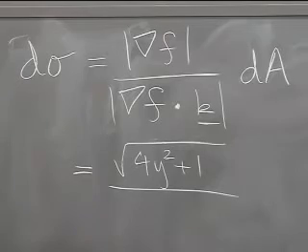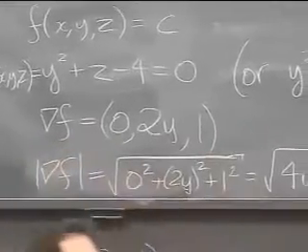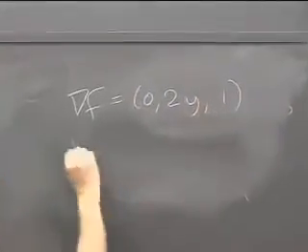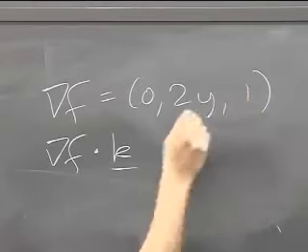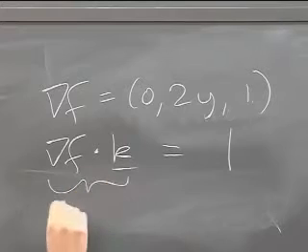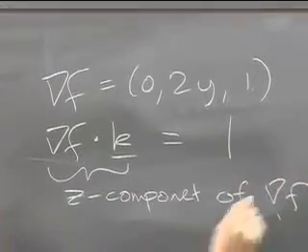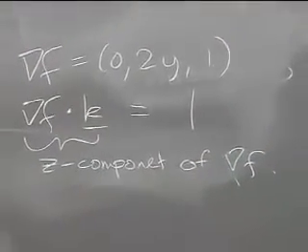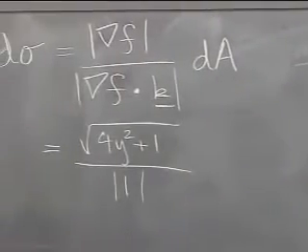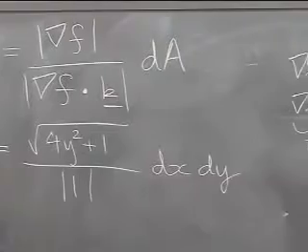Well, let's just pan over to this board here, and we saw grad f was (0, 2y, 1). I'll just write it out again over here. It's so simple. So what's grad f dot k? Well, you just take the z component. That's what this means. It's always the z component of the gradient of f. It doesn't have to be a constant, it just happens to be 1 in this case. So the bottom is the absolute value of 1, which is 1. Not so bad. And dA we can also think of as dx dy. It's the same thing. Nice.